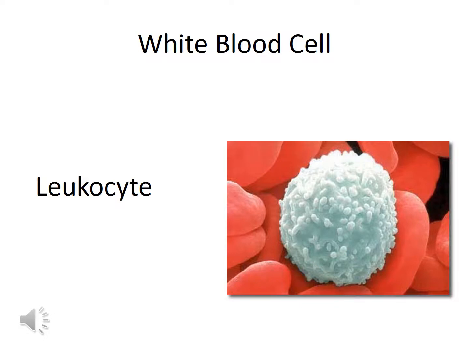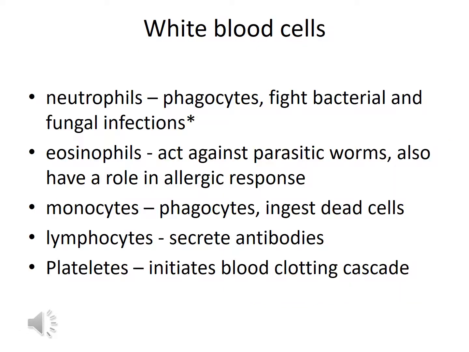The white blood cells in the blood are also called leukocytes, and are important for immune responses to infections and invading pathogens. The white blood cells are made up of many different cells. Some of these are called neutrophils. The phagocytes fight bacteria and fungal infections.